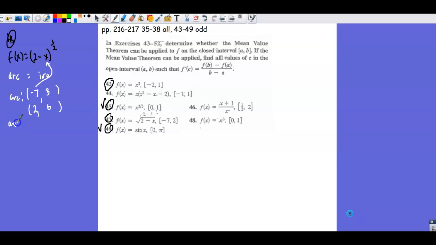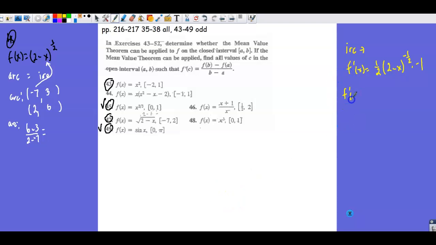So the average rate of change calculated is y2 minus y1 over x2 minus x1. So that's my average rate of change. Check it, 0 minus 3, 2 minus -7. Okay, over here on the right-hand side, I'm going to do my instant rate of change. Instant rate of change is derivative. So f prime of x is 1/2 of the quantity 2 minus x to the -1/2 times, don't forget the chain rule, -1, derivative of the inside.